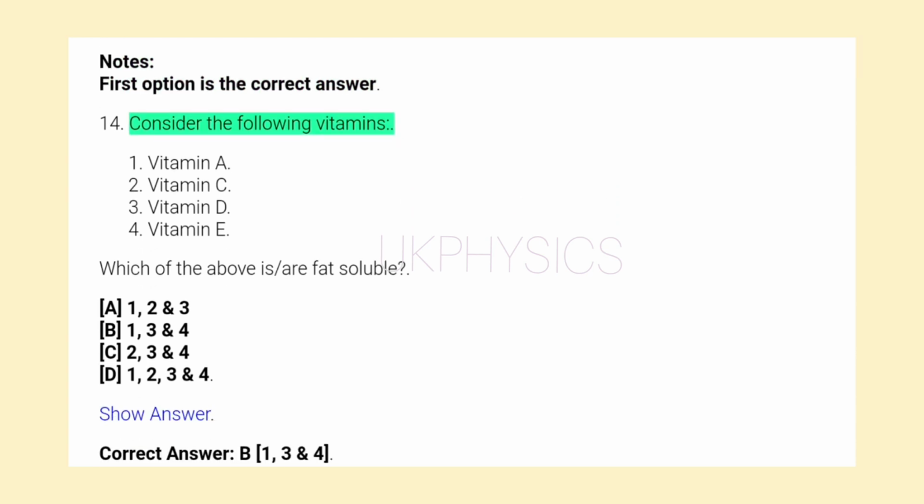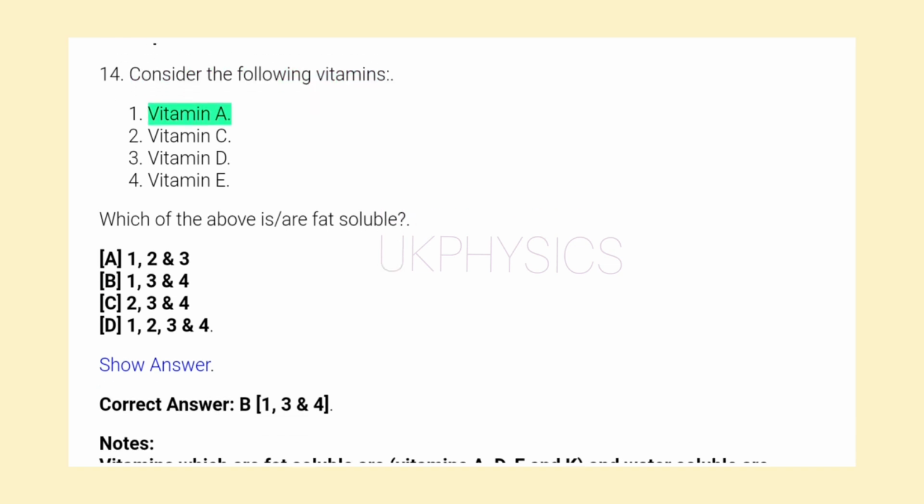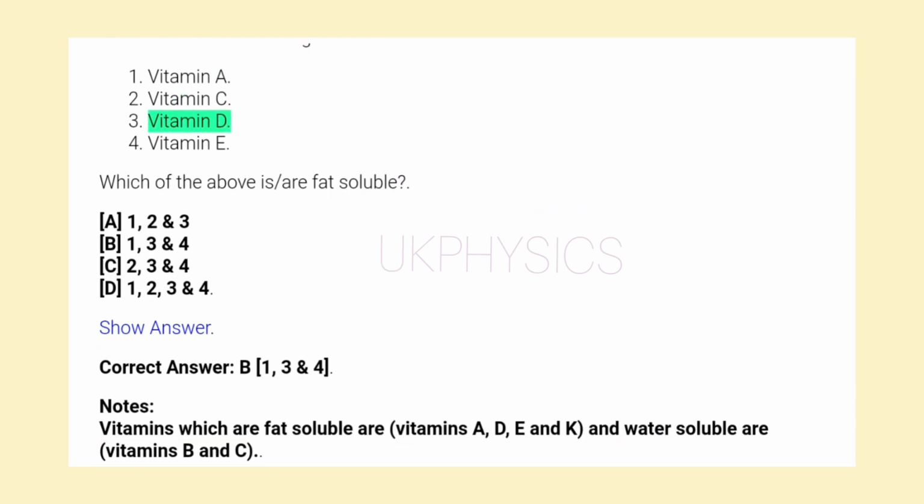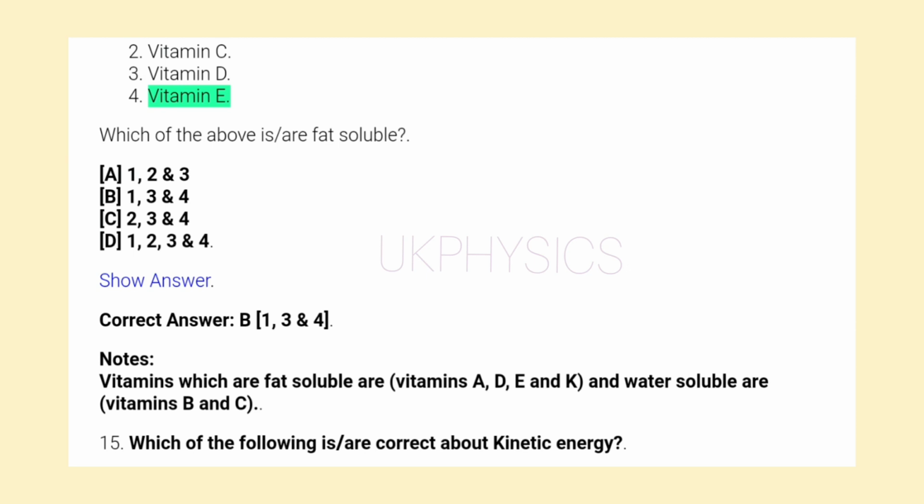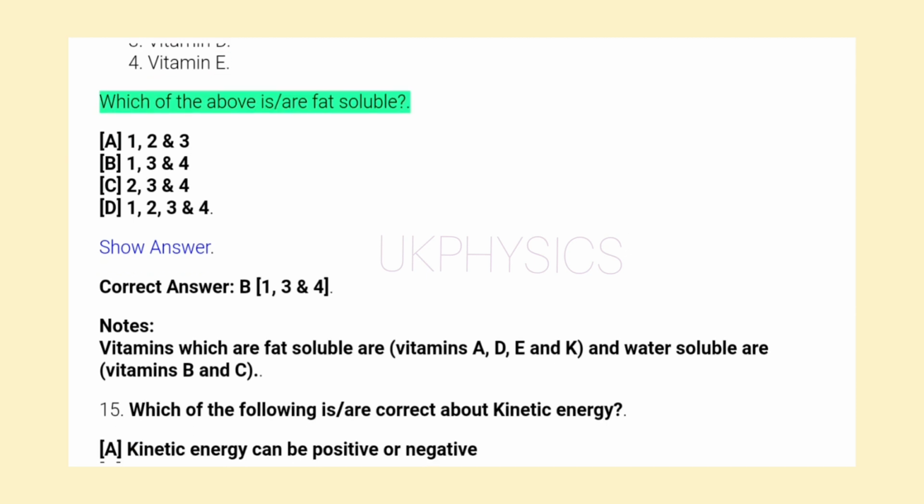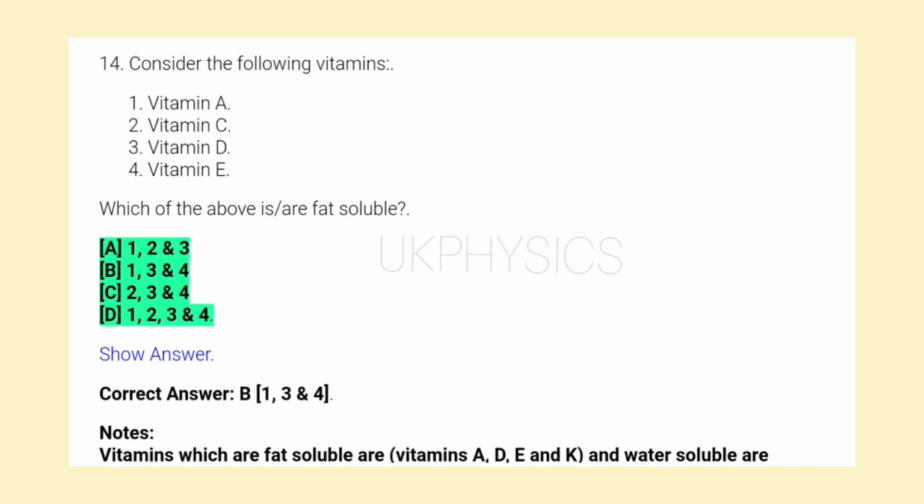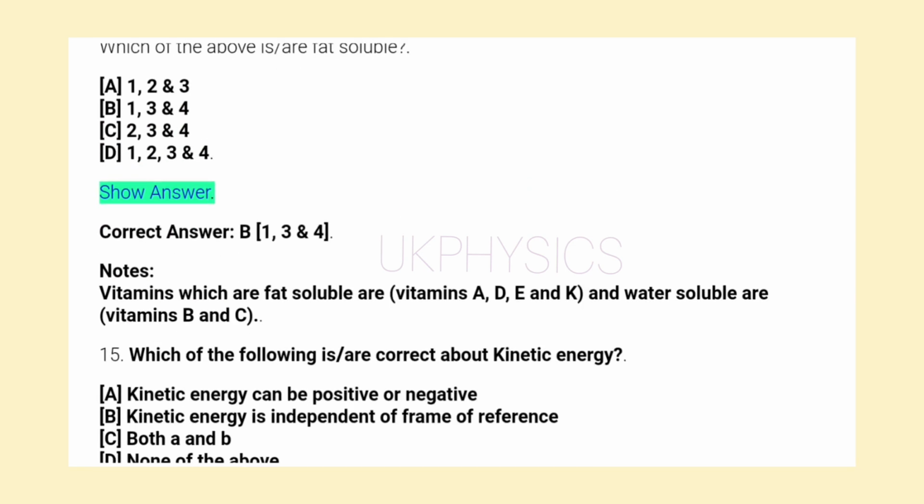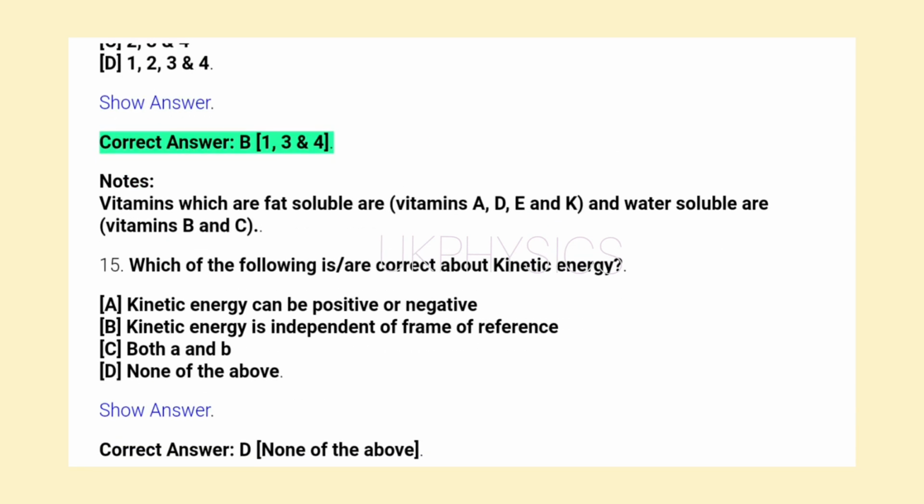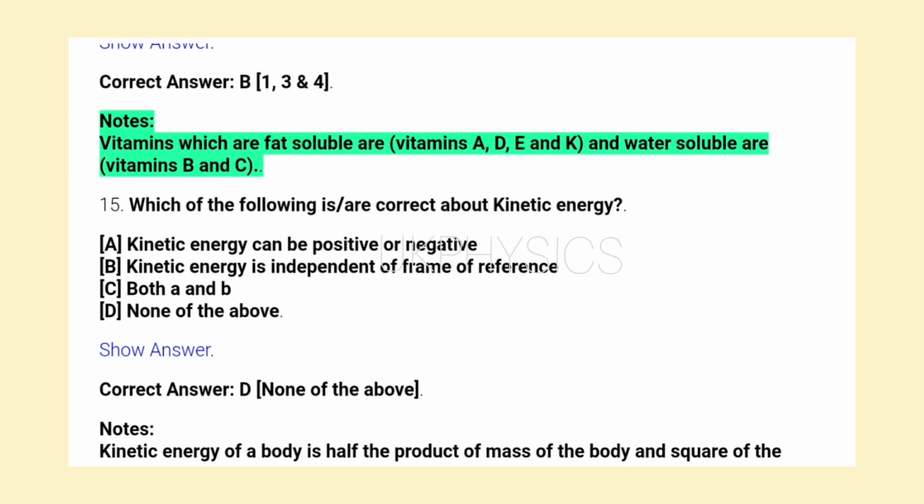14. Consider the following vitamins: 1. Vitamin A, 2. Vitamin C, 3. Vitamin D, 4. Vitamin E. Which of the above are fat soluble? A. 1, 2 and 3, B. 1, 3 and 4, C. 2, 3 and 4, D. 1, 2, 3 and 4. Show answer. Correct answer, B. 1, 3 and 4. Notes: vitamins which are fat soluble are vitamins A, D, E and K, and water soluble are vitamins B and C.